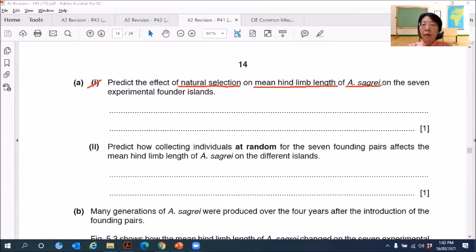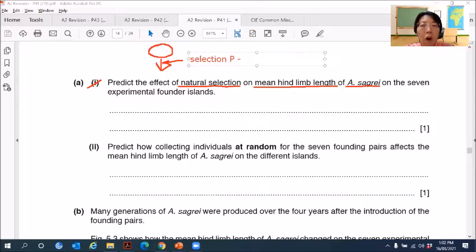So you know what you mean by natural selection, okay? Natural selection is you got the original population, the population in that place. And then remember the formula that I've taught you. And this population is subjected to selection pressure from the surrounding environment. So now they are placed in these 7 islands. So each of the islands got their own environmental factors.